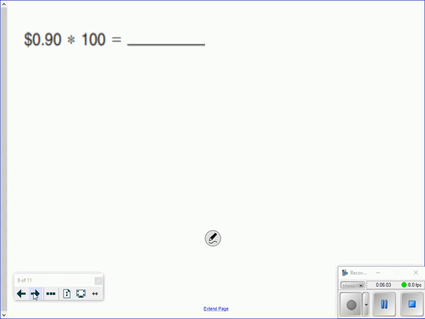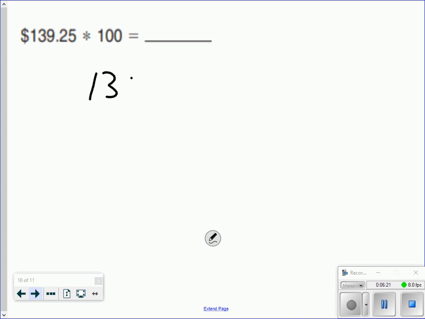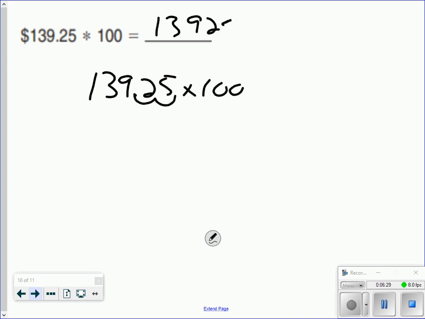Take a look here. Same thing here. Move the decimal 2 spots. Oh, my bad. Move the decimal 2 spots. So you would have, did I do that last one right? Was that 5 cents or 50 cents? Oh, that was 5 cents. So this would be 2 spots. So this would be 90. 139.25 times 100. You move it 2 spots. So you'd have 13,925.